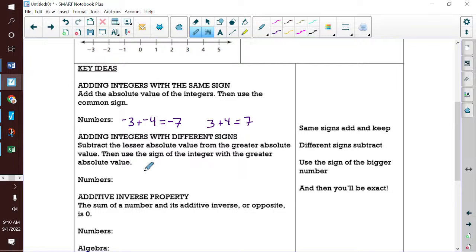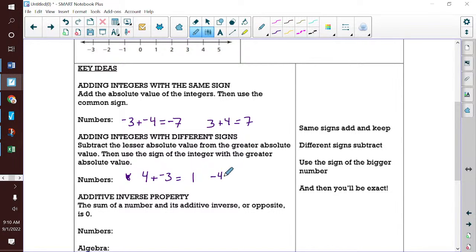Then, adding integers with different signs. Subtract the lesser absolute value from the greater absolute value, then use the sign of the integer with the greater absolute value. That can be simpler said as different signs, you subtract, use the sign of the bigger number, and then you'll be exact. So if we take 4 plus negative 3, these have different signs, so we'll subtract them. 4 minus 3 is 1, and because 4 is bigger, this will be positive 1.